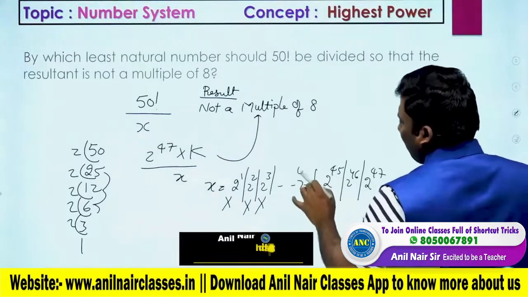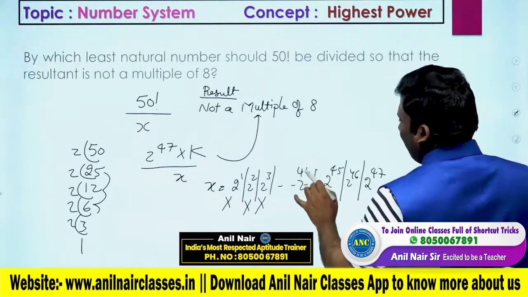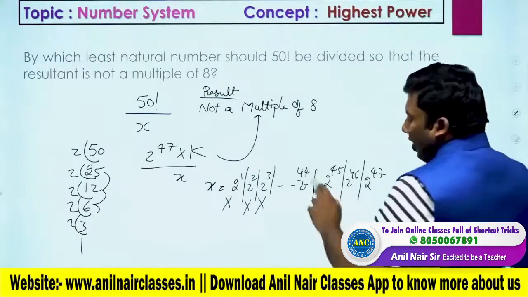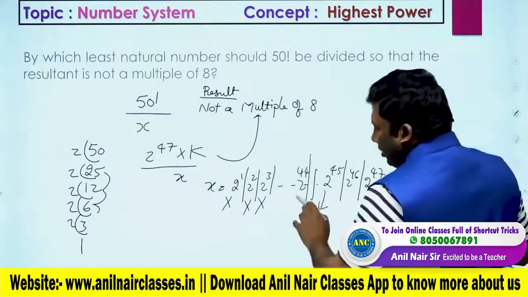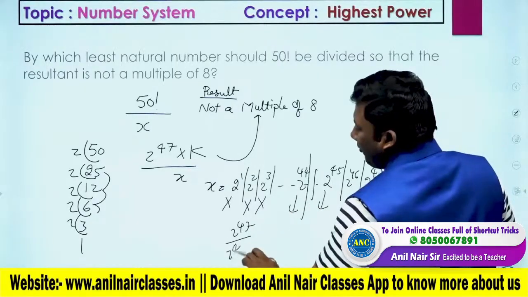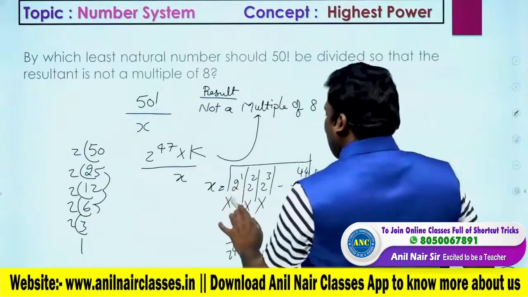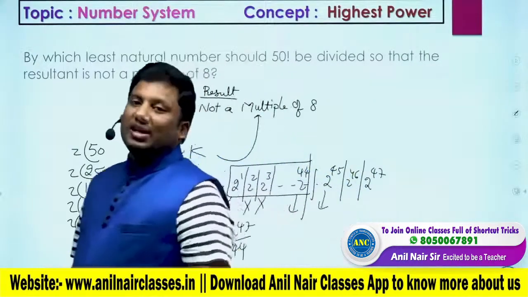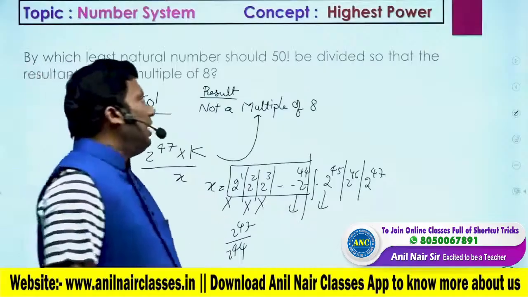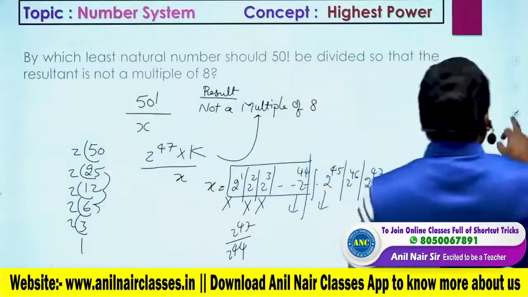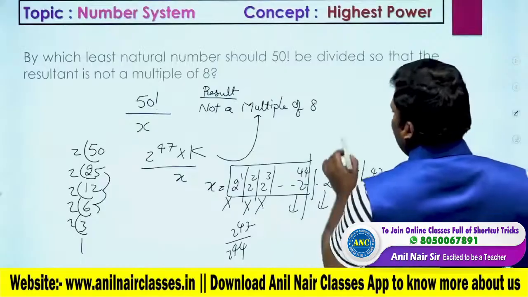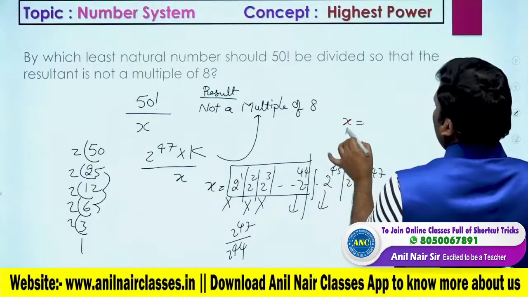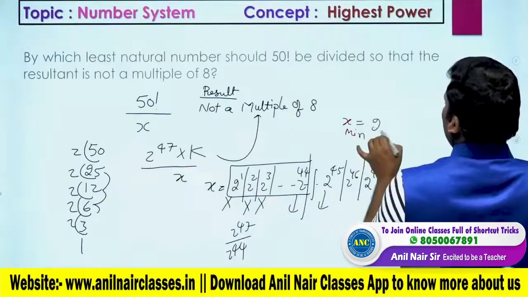2 power 40, 43, 44. If I take till 47 by 4, 2 these numbers, 2 till 2 power 44, all these numbers will make the result a multiple of 8. The question is, it should not be a multiple of 8. So x, the minimum value, will be 2 power 45.